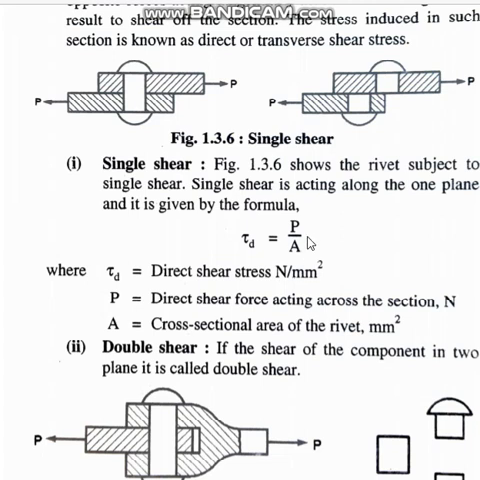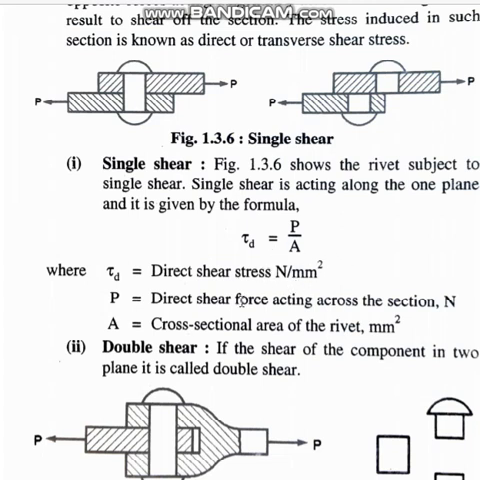So what is P here? P is the direct shear force acting on the section. And what is area? Area is the cross-sectional area of the rivet. It is given in millimeter square or meter square. So the formula will become tau d is equal to P by A, and this tau d will have units Newton per mm square. That is the shear stress formula. That is the unit of stress.